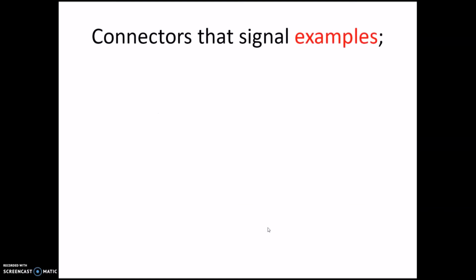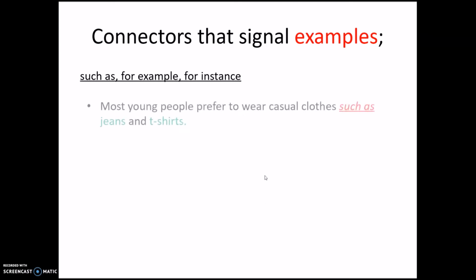Some connectors that signal examples are such as, for example, and for instance. So when we use such as, after such as, we cannot use a sentence. We need to list the nouns like this. Most young people prefer to wear casual clothes. So I will give examples of those casual clothes, such as jeans and t-shirts. Okay, after such as, we will just list the nouns. We cannot use a sentence.